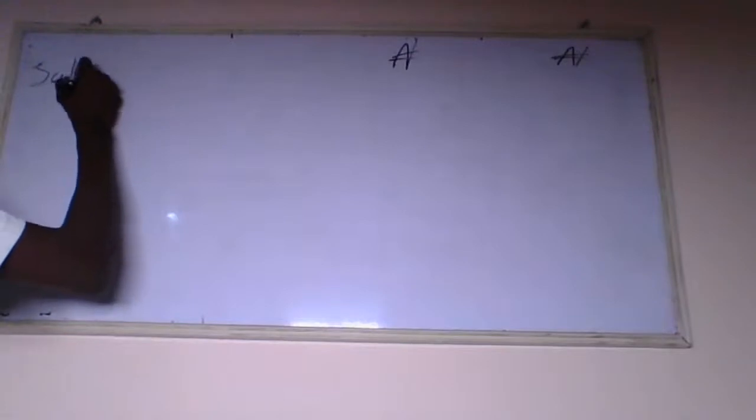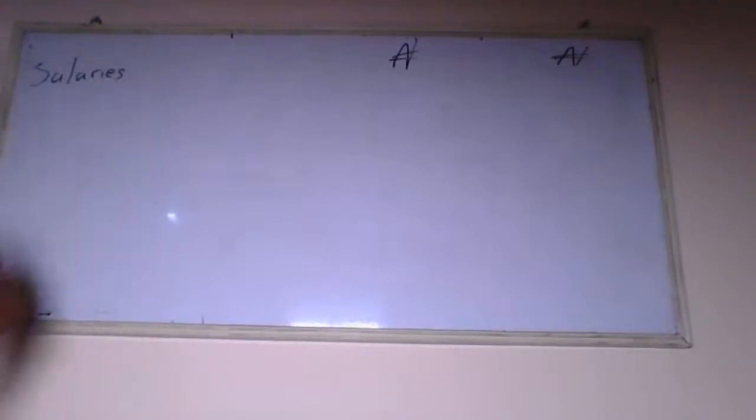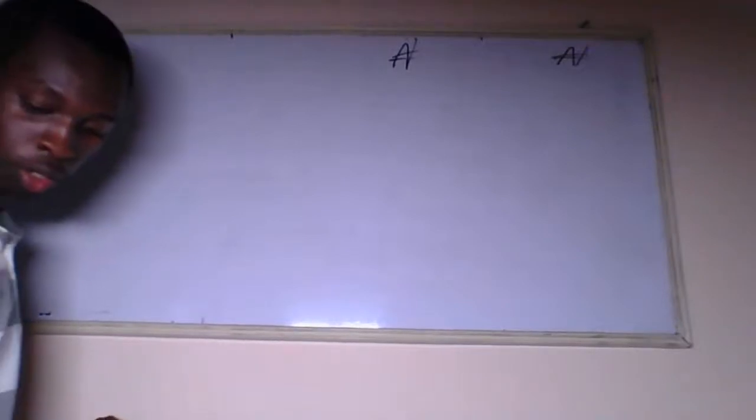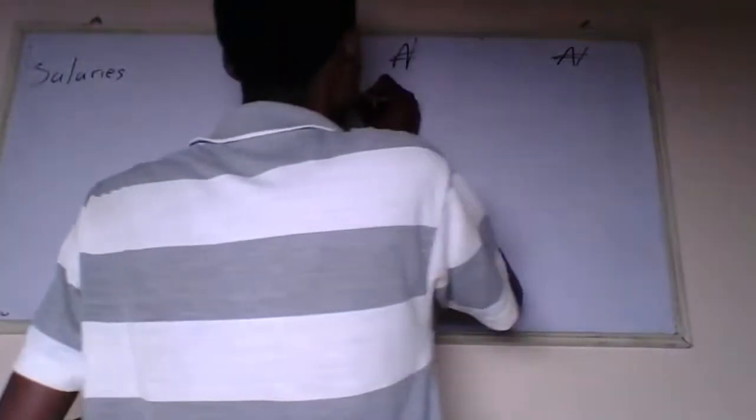Okay, let's just first start by listing out our expenses. We have salaries. Take note that we treated our salaries in the additional information just now, so the new figure will not give us.